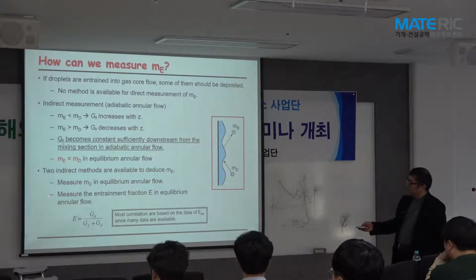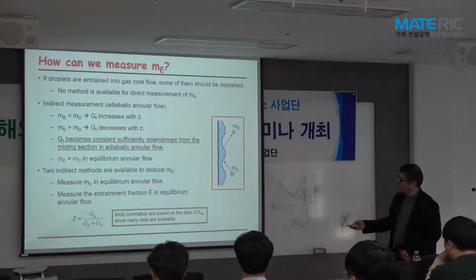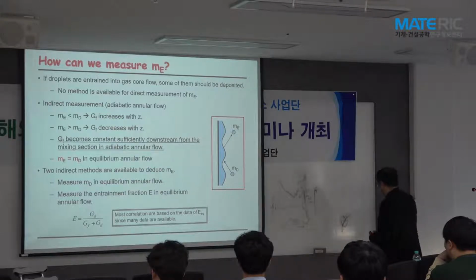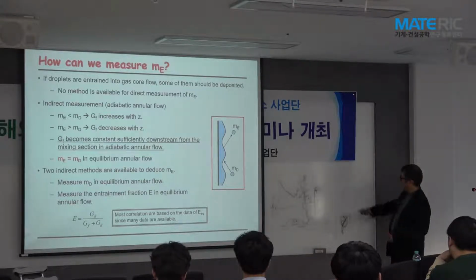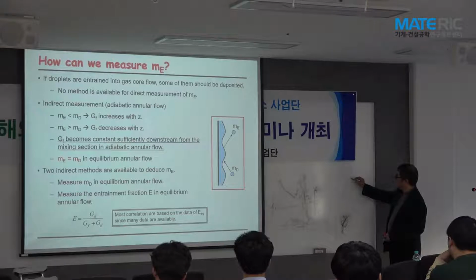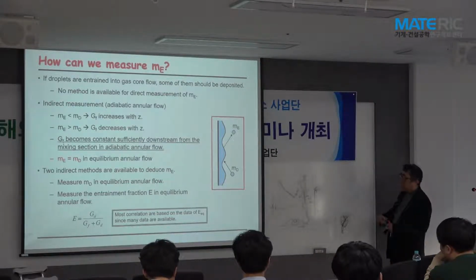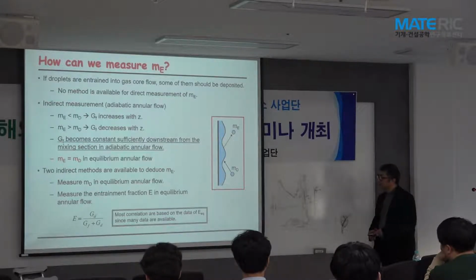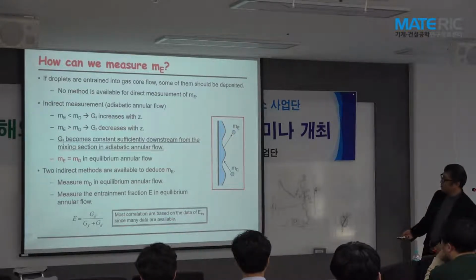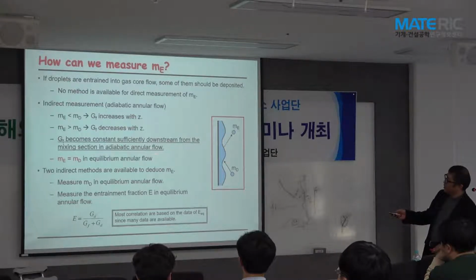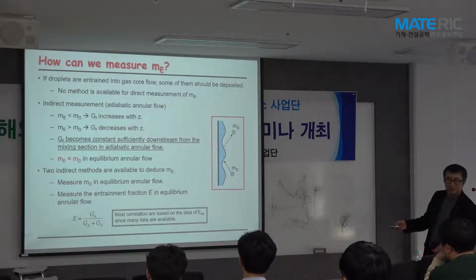And the other is to measure the entrainment fraction in the equilibrium annular flow. The entrainment fraction, as you may know, is defined as the droplet flow rate divided by the liquid flow rate, which is the sum of the film flow rate and the droplet flow rate. So, in order to measure the entrainment rate, there are two methods available: measuring the deposition or the entrainment fraction.